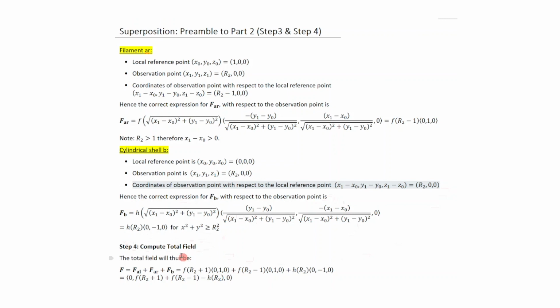Having done that, we can compute the total field. It is just the sum of the three contributions, which is shown here, and we can add them together and simplify it to something that looks like that.